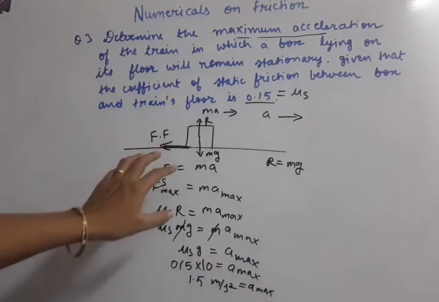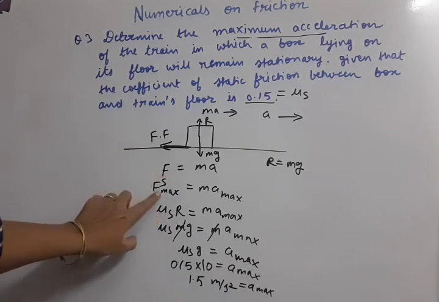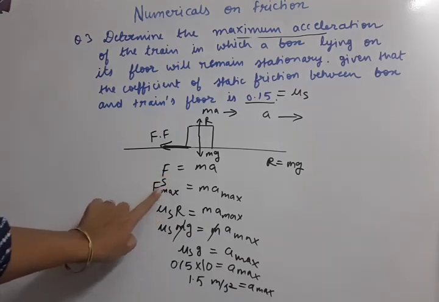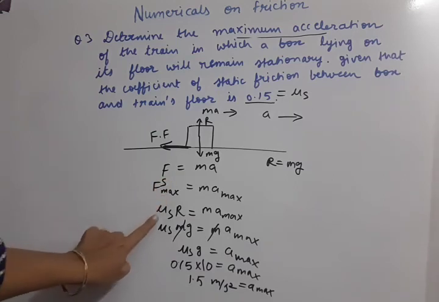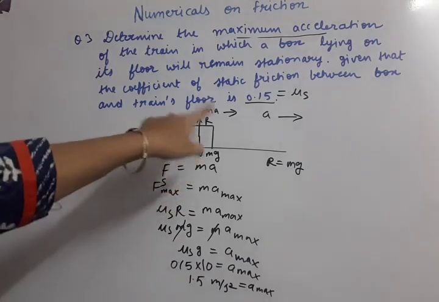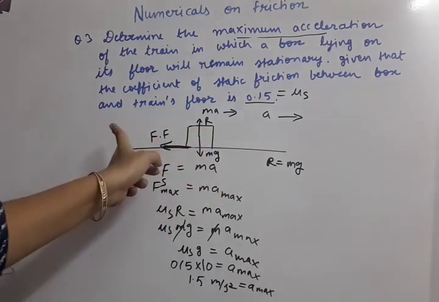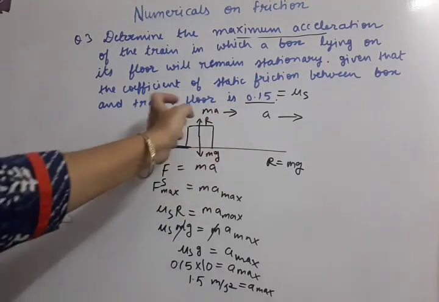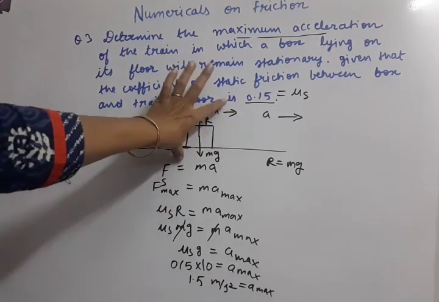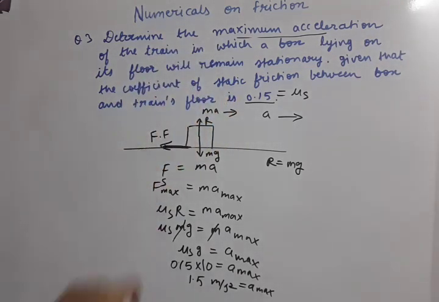So here the concept of limiting friction was used. Limiting friction means static maximum limit. The formula is mu s R. And because this body is not moving, the force of friction and this applied force, or ma, are balancing each other. So this way we use the concept.